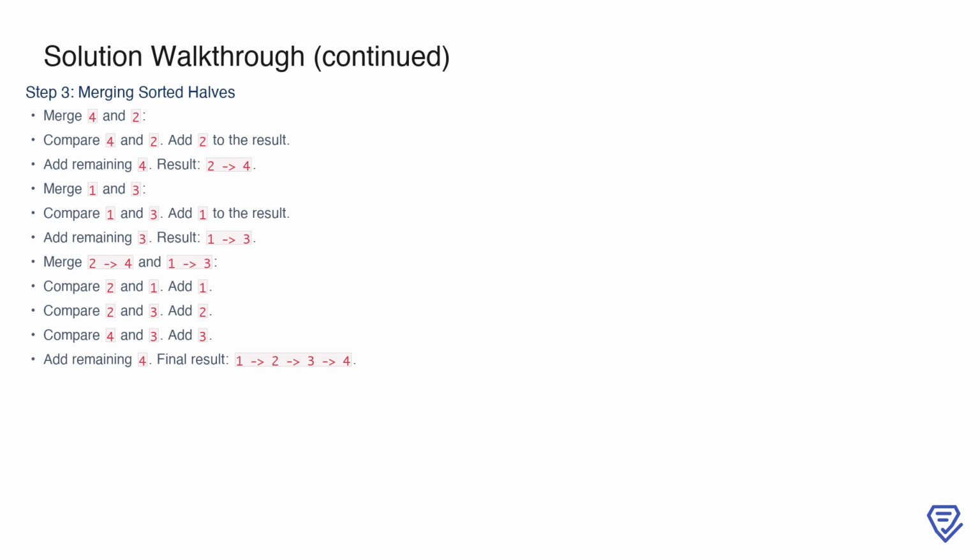Finally, we merge the two sorted halves, 2-4 and 1-3. Comparing the heads, 1 is smaller, so it is added first. Next, we compare 2 and 3, and 2 is added. Then, 3 is compared with 4, and 3 is added. Lastly, the remaining 4 is added to the result. The final merged and sorted list is 1-2-3-4.